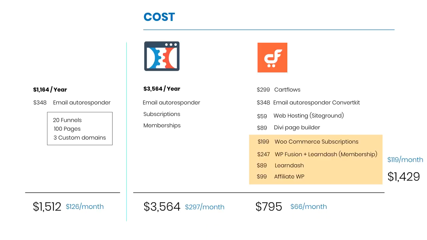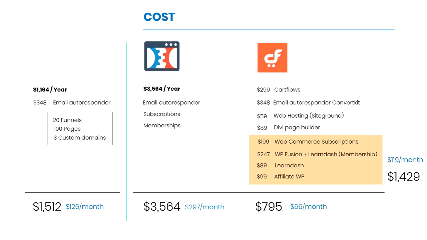So let's say you want to add some extra features. So for example, maybe you're selling a product or a service which is subscription based. This is where you want to buy an extra plugin here called WooCommerce Subscriptions. It costs $199. And let's say you want to add some sort of learning management system and you want to have your courses on your website. This is also going to cost you another $247 because WP Fusion will allow you to integrate all this together. And you're also going to need the Learn Dash plugin, which costs $89.